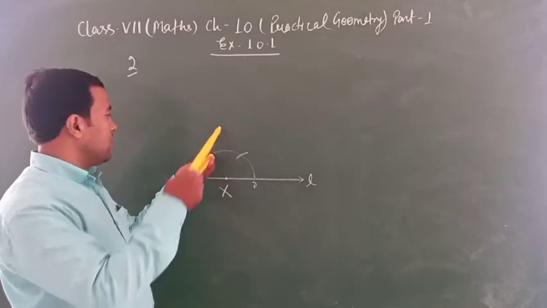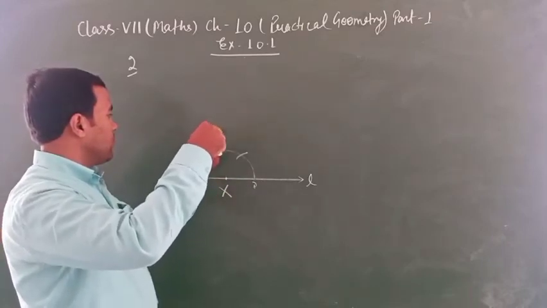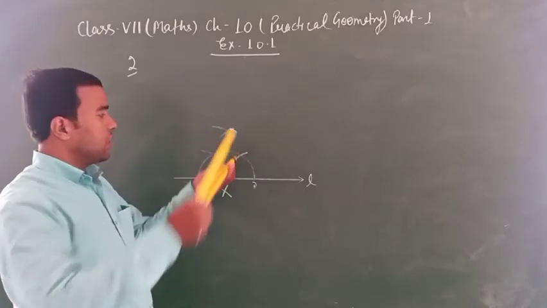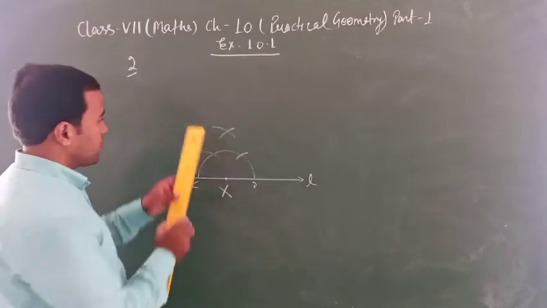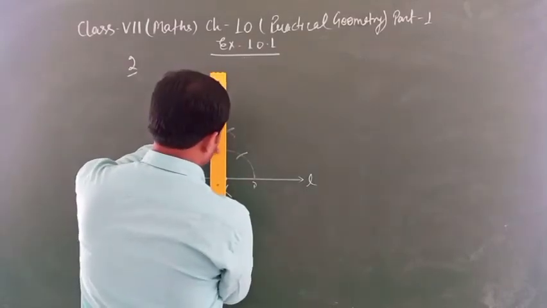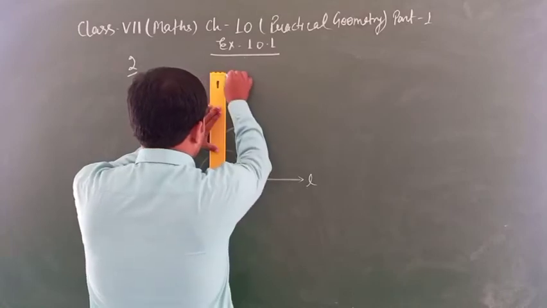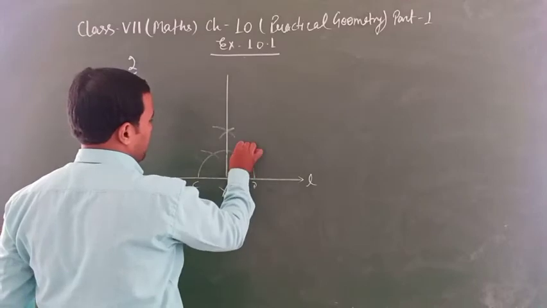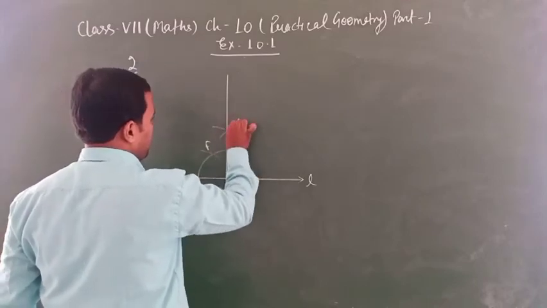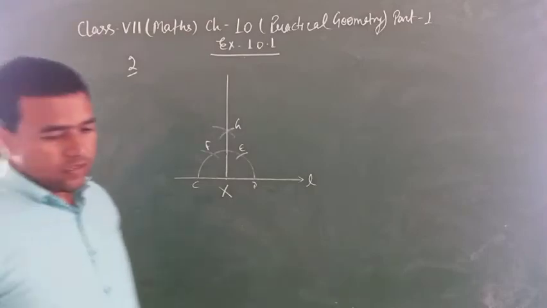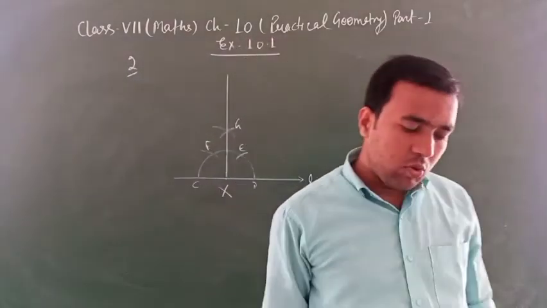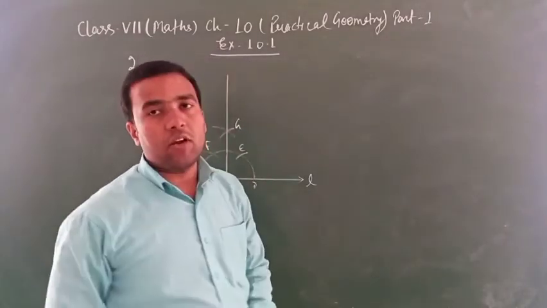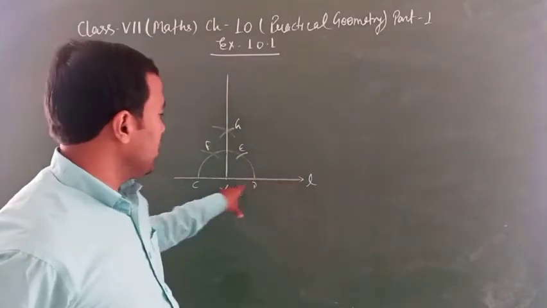Okay? After that, with the same radius, one cut here and one cut here. Clear to you? Then join this. Okay, this name is E, F, G. Okay, on this perpendicular choose a point S. Here the point S is 4 cm away from here. Clear? So from L the point is here.